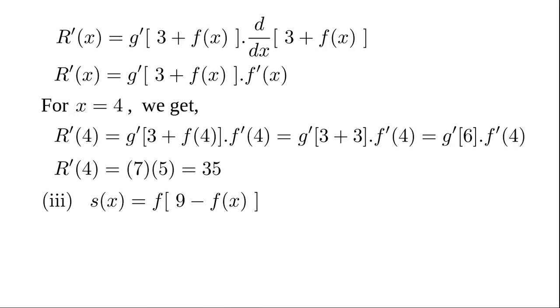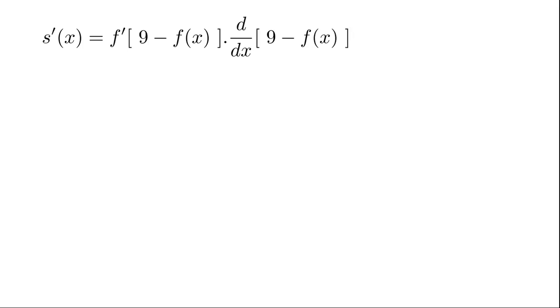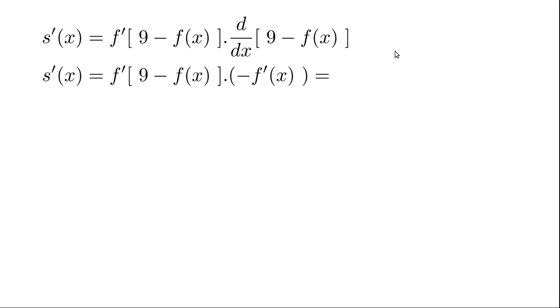s of x equals 9 minus f x. Differentiate with respect to x, and this is the derivative part. So f dash of 9 minus f x into d by dx of 9 minus f x, and here 9 is a constant, therefore its derivative becomes 0, and this is minus f x, so its derivative becomes minus f dash of x. That minus sign comes out and it becomes minus f dash of 9 minus f x into f dash of x.